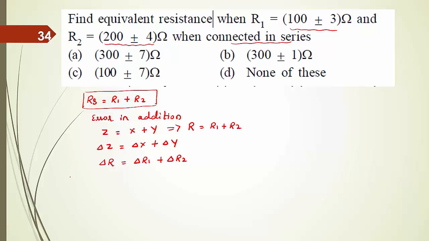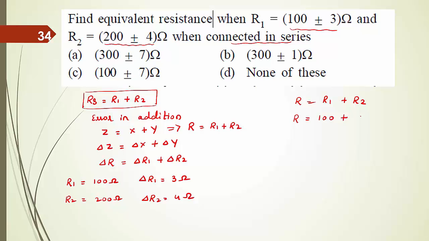Right? Now, what is the value of R1 and R2? R1 is 100 ohm. R2 is 200 ohm. Then, delta R1 is how much? 3 ohm. Delta R2 is given 4 ohm. Now substitute all the values. Easily you will get the final answer. Z equal to X plus Y, R equal to R1 plus R2. What is the value of R1? 100 plus R2 200. So R equal to how much? 300 ohm. Then delta R equal to delta R1 plus delta R2.